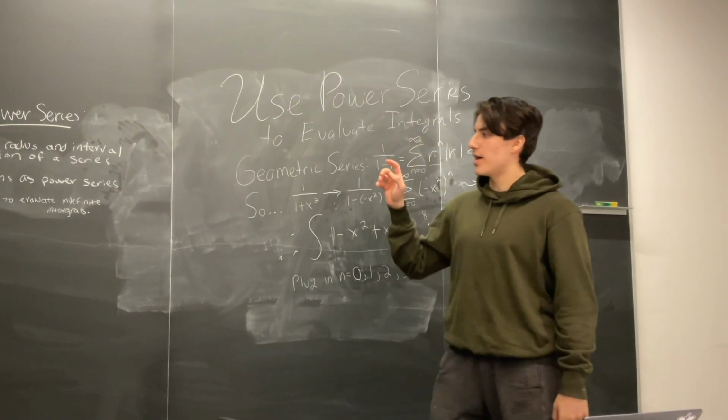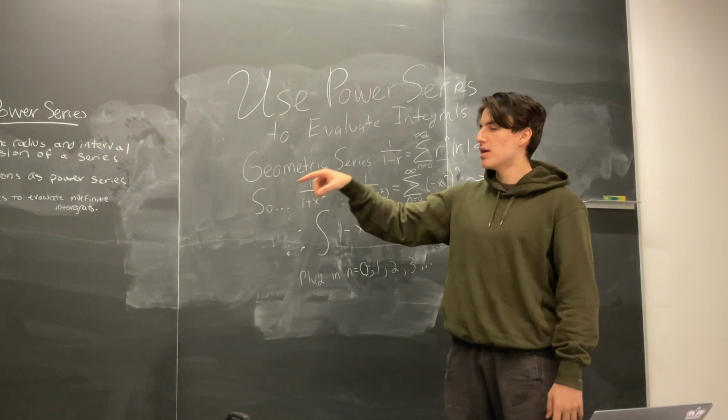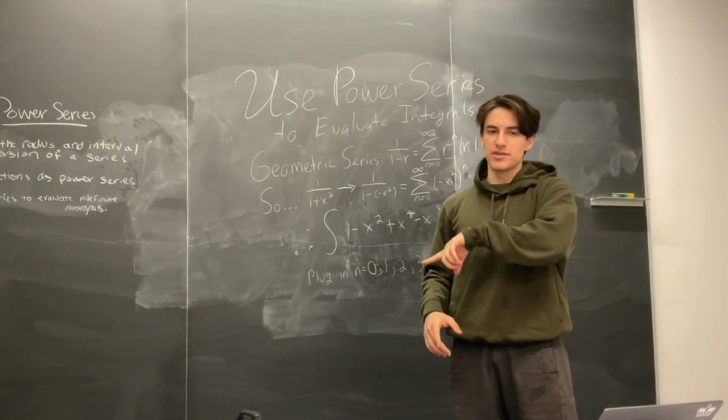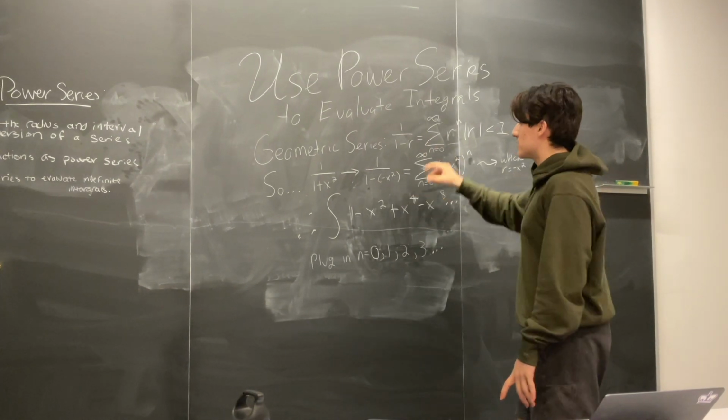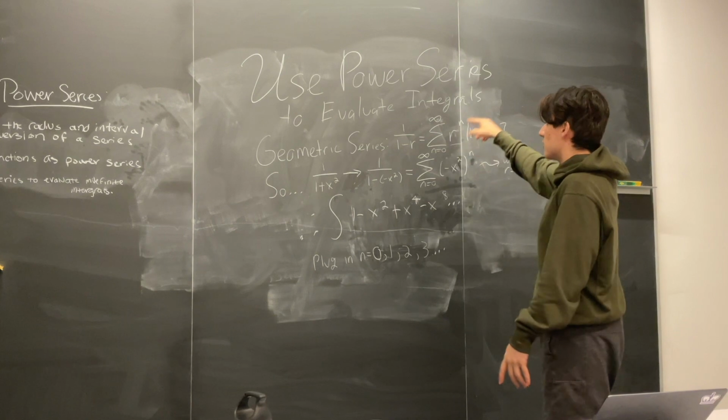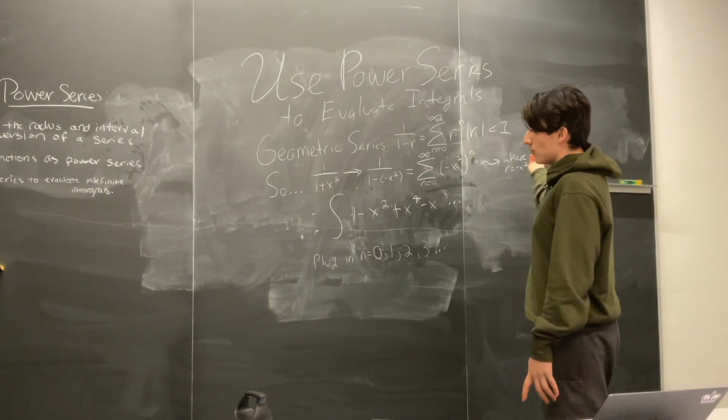Now, since we learned how to represent functions as power series, we're going to do the next step, which is using the power series to actually evaluate indefinite integrals. The standard form of a geometric series is 1 over 1 minus r, and that can be represented as a power series, which is just r to the n, and this converges when |r| is less than 1.